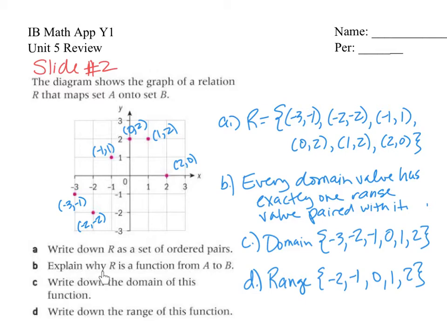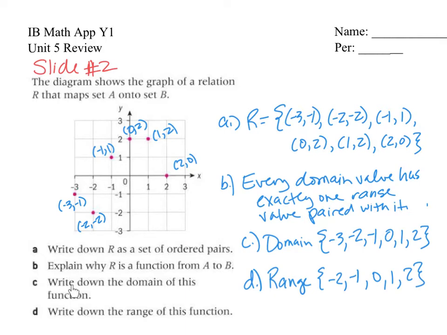Then letter B says explain why R is a function from A to B. So I said it like this: every domain value has exactly one range value paired with it. There's other ways you could say it. It would pass the vertical line test. There are no points that would line up vertically, and the reason why is because there aren't any X values that have more than one Y value. Remember, it's okay to have Y values repeat, but you can't have X values repeat in a relation in order for that relation to be a function.